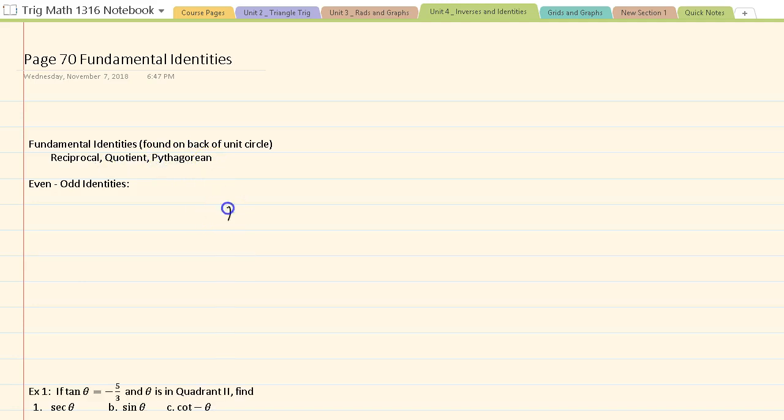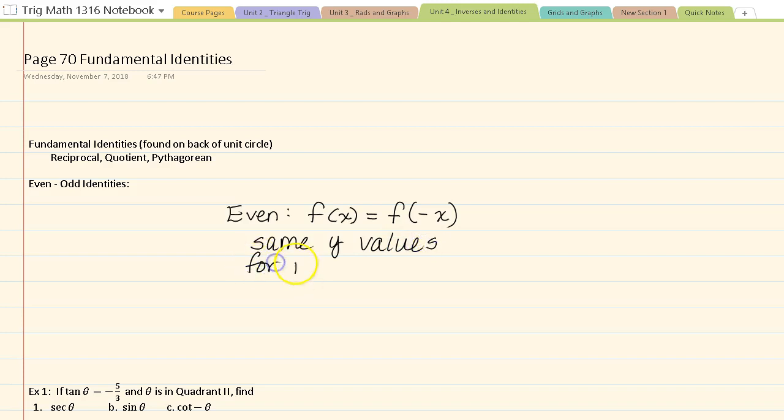For an even function, we say algebraically that f of x, the y value when we plug in x, is the same y value if we would have plugged in negative x into our function. So I'm going to write that down. That means we have the same y values for our negative x value.